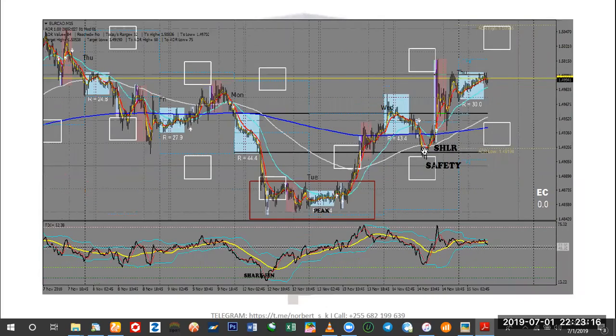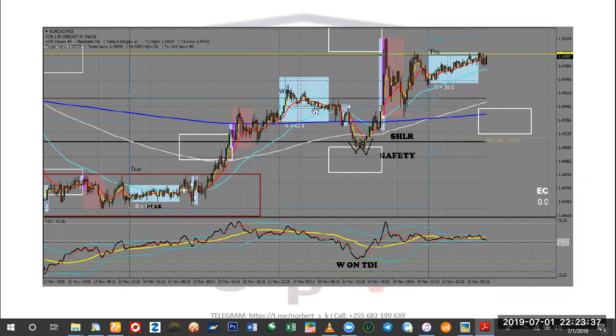This is the 15 minutes. So this one is the Asian range. It came down all the way to the stop hunt box. And usually the safety trade occurs around the 200 EMA on the 15 minutes time frame. You should note that. Usually it occurs around the 200 EMA.